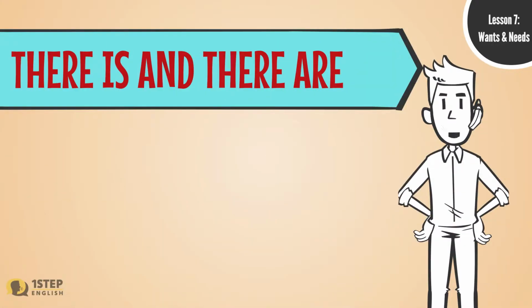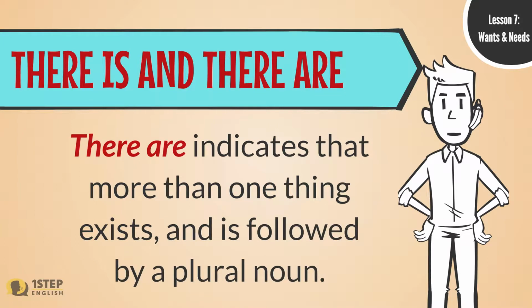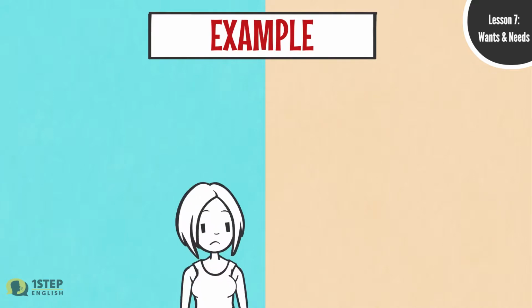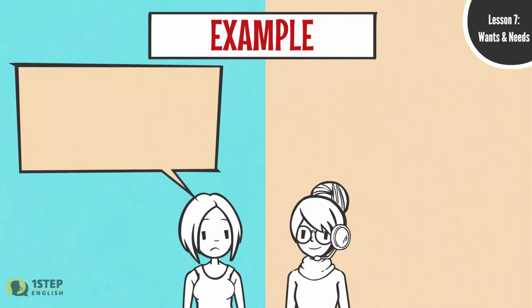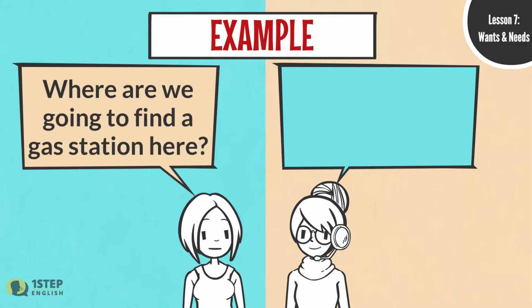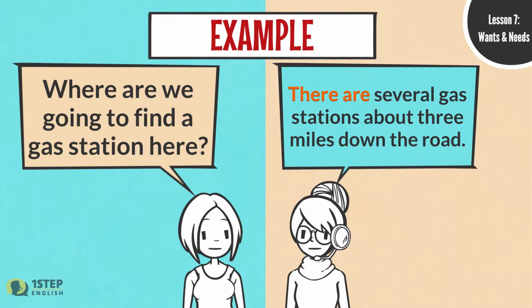There is, and there are. There are indicates that more than one thing exists, and is followed by a plural noun. For example, where are we going to find a gas station here? There are several gas stations about 3 miles down the road.